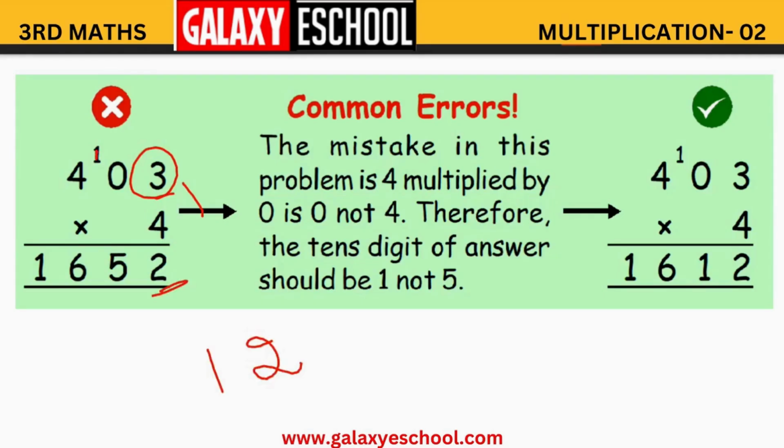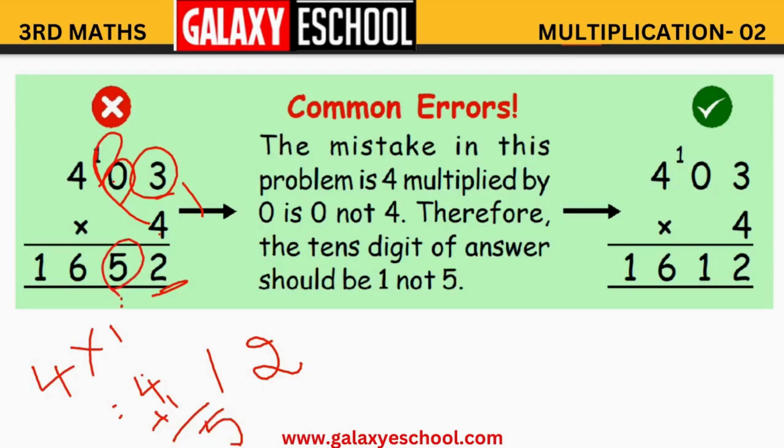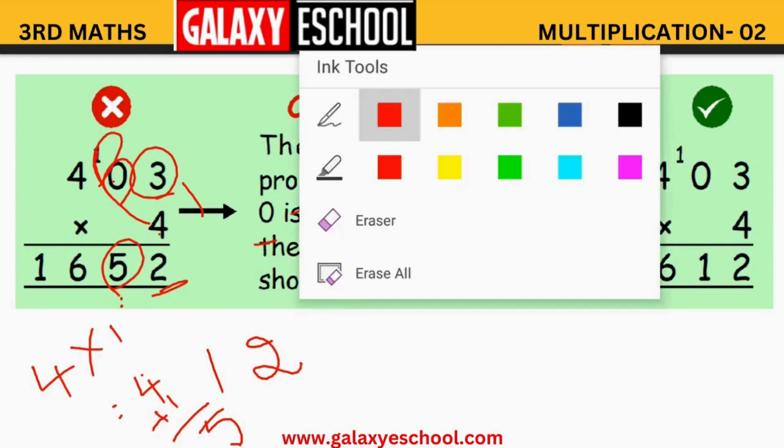Now when coming to the next step, that is multiplying the tens, sometimes by mistake we tend to multiply 4 and 1. Okay, we say 4 ones are 4 and then we add the one that is being carried. 4 ones are 4 plus 1, that is equal to 5. Yes, what did we write here? 5. See, the mistake in this problem is 4 multiplied by 0 is 0 and not 4.